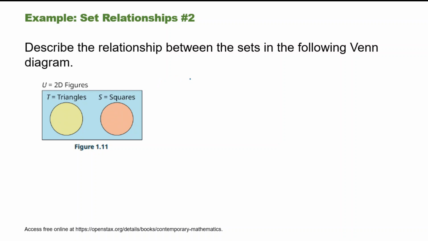So we could write a few things actually. We could say that T is a subset of U. We could say that S is a subset of U. But then we could also say that T and S do not overlap. Now we don't have a good way to say that in symbols, so I'm going to write it this way. T and S are disjoint. That's using our vocabulary. So that's the relationship between the sets.